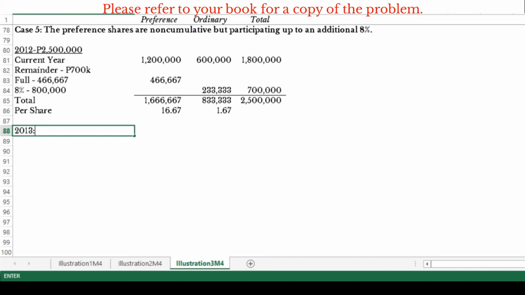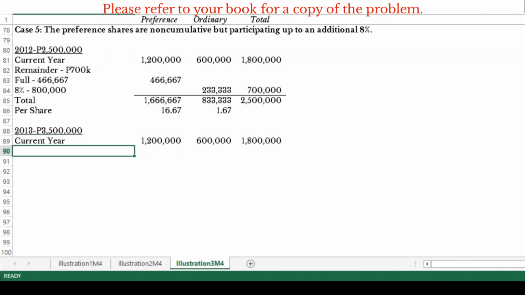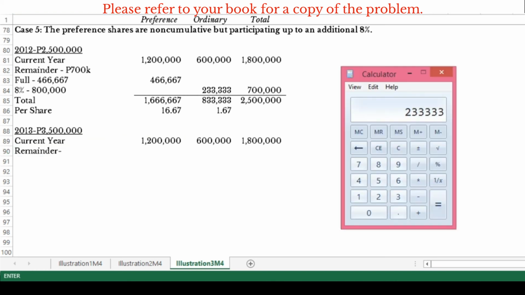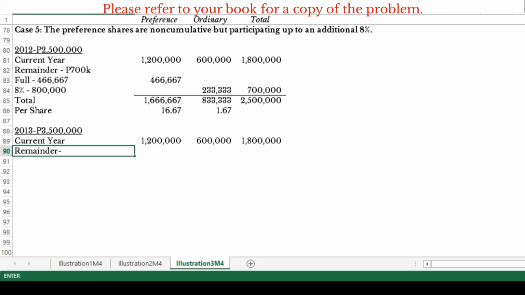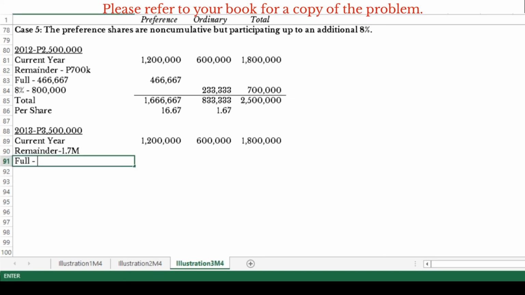Next, during 2013, again, we declared 3.5. So, ganun ulit. We start with the current year, 1.8 for both the ordinary and the preference. Then, magkano yung remainder natin this time? So, magkano yan? 3.5 minus 1.8. So, that would be 1.7 million. Alright. So, again, compute natin. Pag full participation, magkano matatanggap ni preference? So, 1.7 times 10 over 15. So, that would be 1.1.